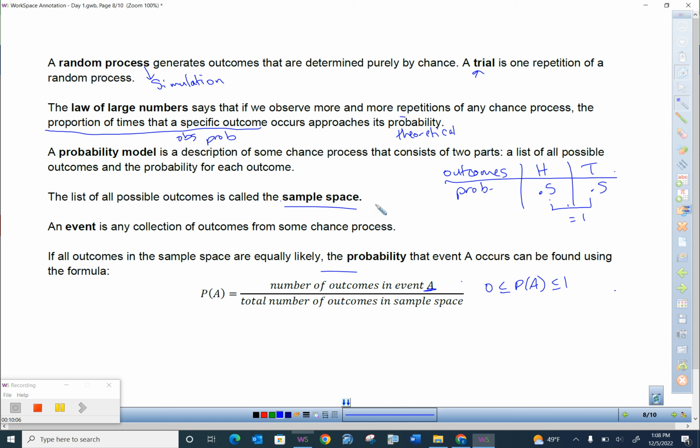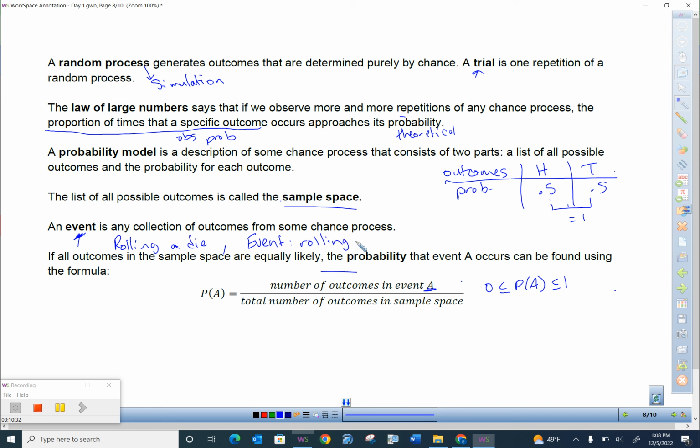All these options that are possible are called the sample space. And an event is any collection of outcomes from some chance process. Now, this is just something that you could measure the probability of. So say you're rolling a die. That's your experiment or your random process, and your event could be rolling a 1.